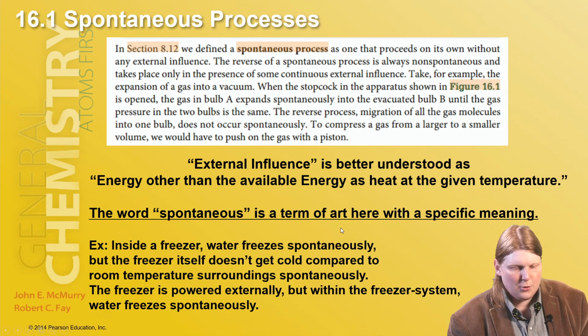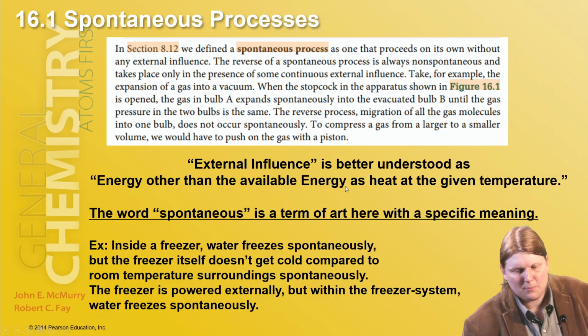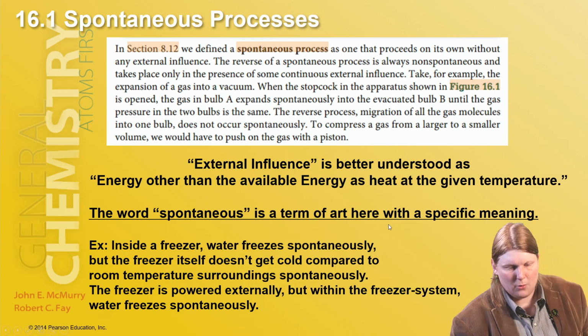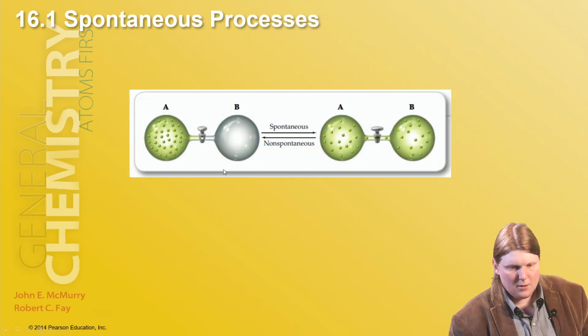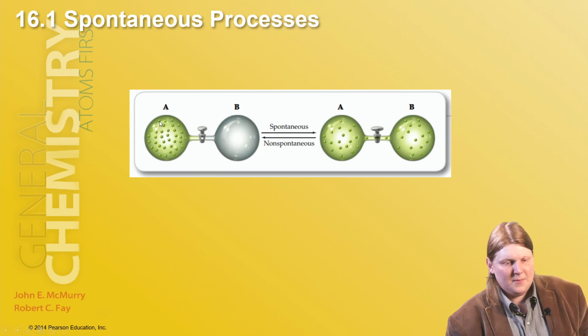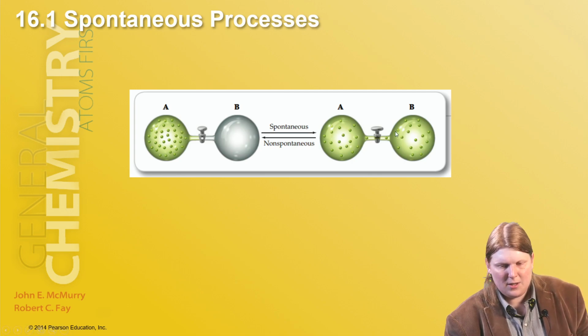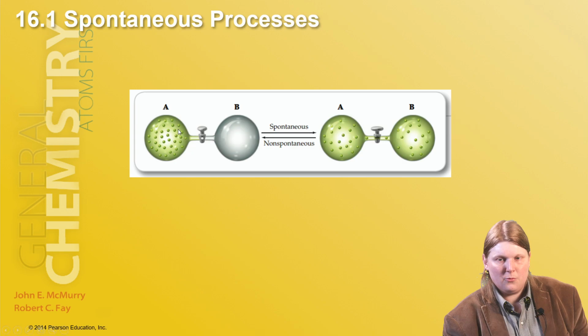So endothermic processes, which might need to absorb heat from the surroundings, can be spontaneous as long as at that temperature they have that energy available. And we'll see the connection between spontaneity and temperature as we go along as well. So, for example, it is spontaneous for an ideal gas contained in container A here to spread into the B container, but it's non-spontaneous for this to happen in reverse.